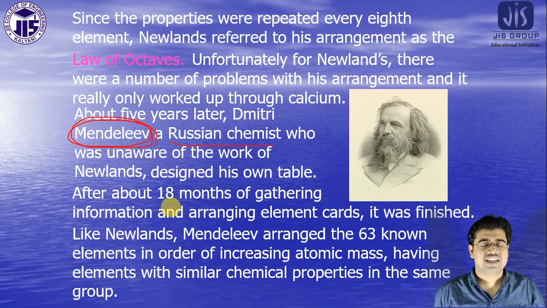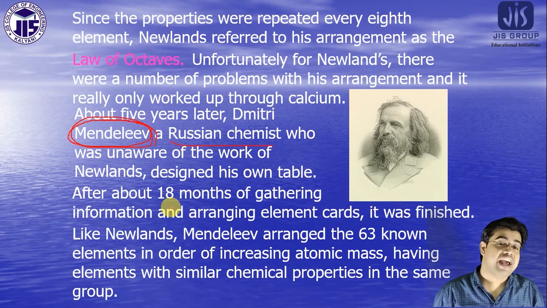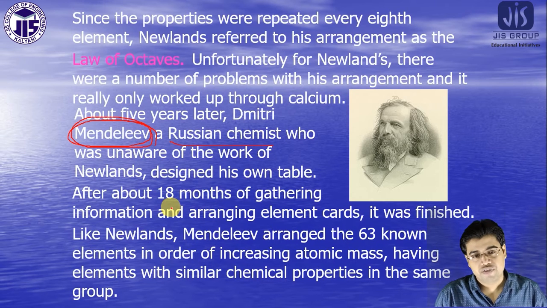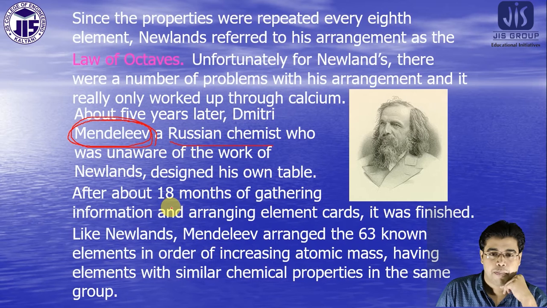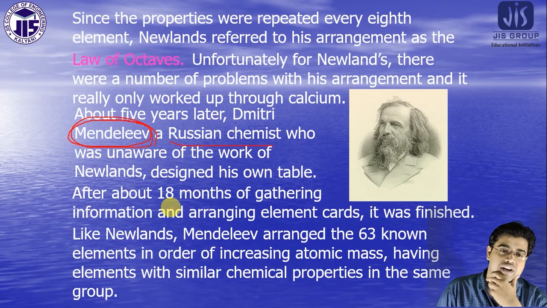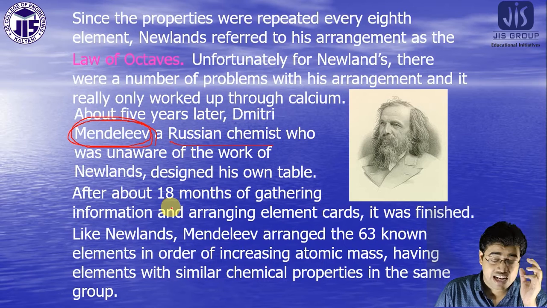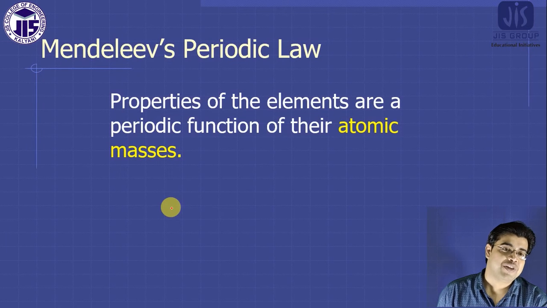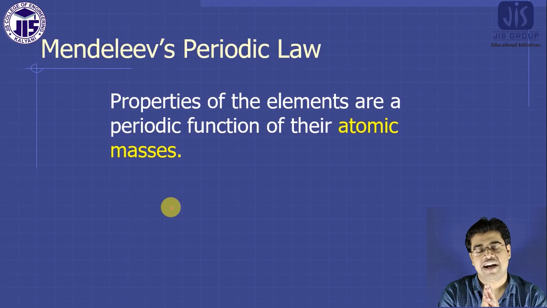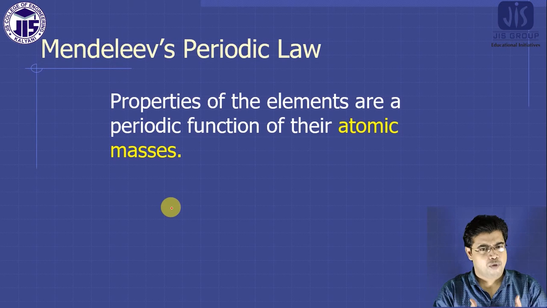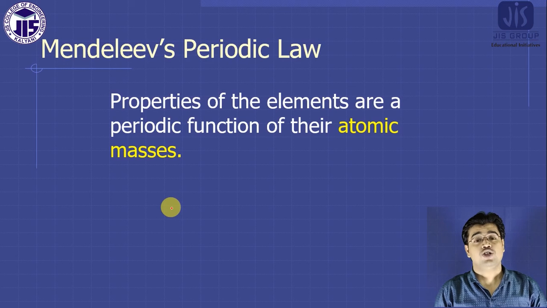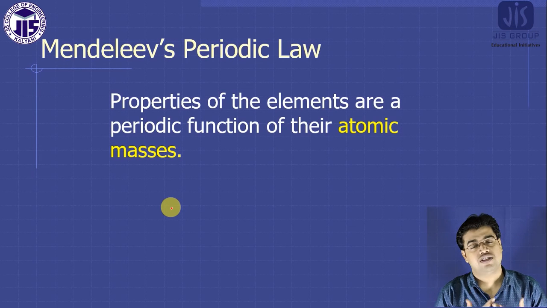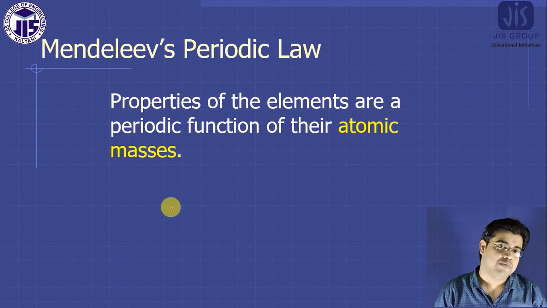Okay, so at that time 63 elements were known. Previously it was 60 in the year 1800. So at the time of Mendeleev, 63 elements were known, and those 63 elements were possible to accommodate by Mendeleev. So what was Mendeleev's periodic law? That is very important for you also. The properties of the elements are a periodic function of their atomic mass.